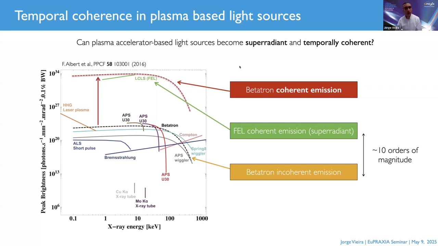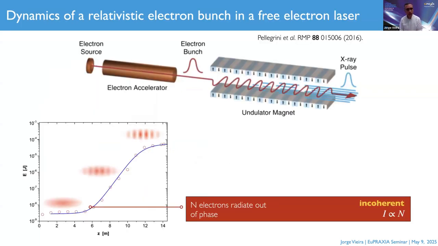And so the question that we're trying to address is, can plasma accelerator-based light sources actually become temporally coherent and also superradiant, so emit a lot of radiation? Before giving our perspective on this question, let me remind what happens inside the free electron laser.